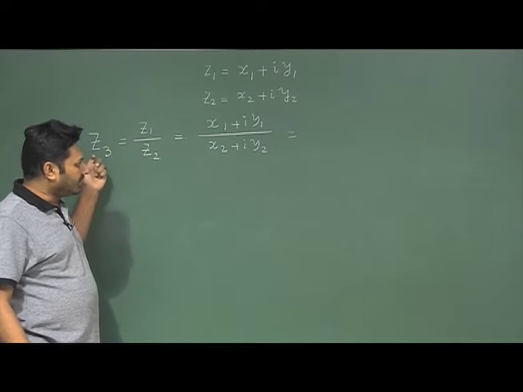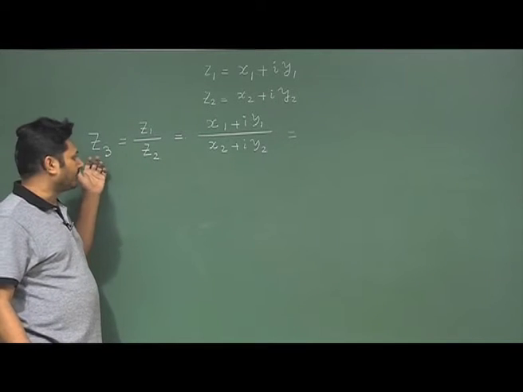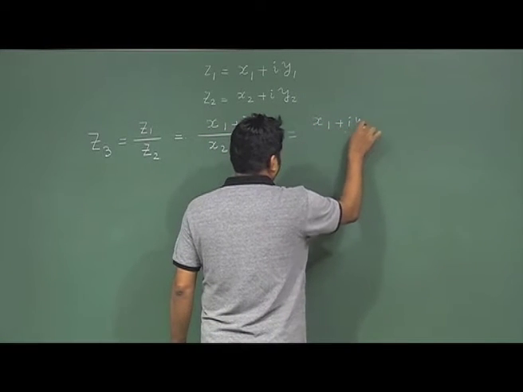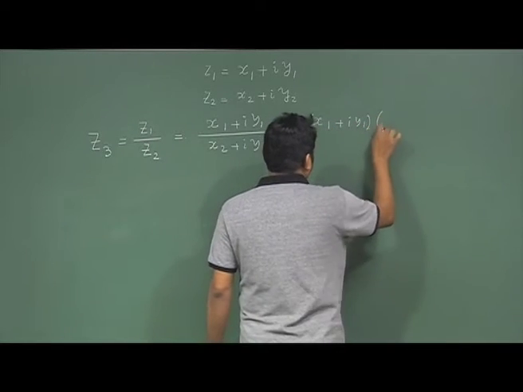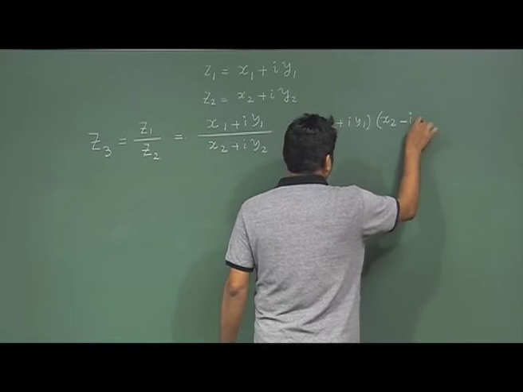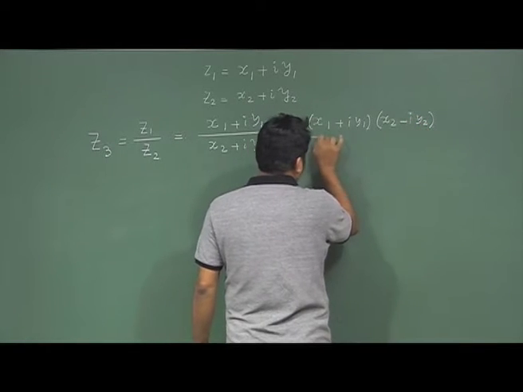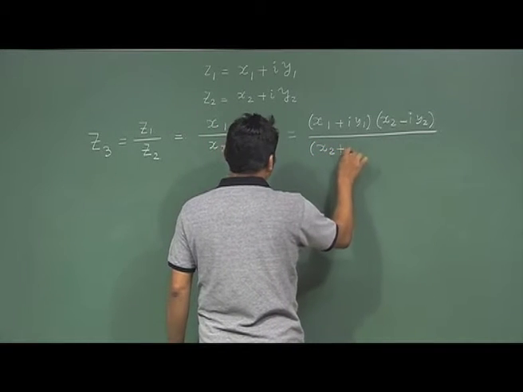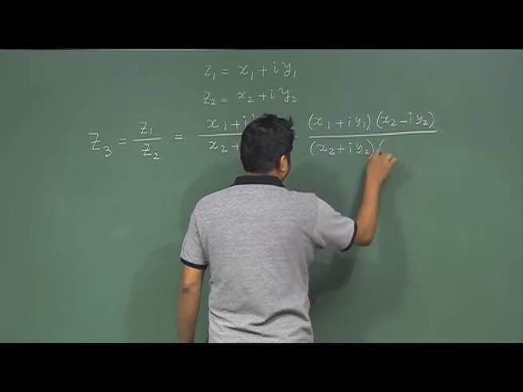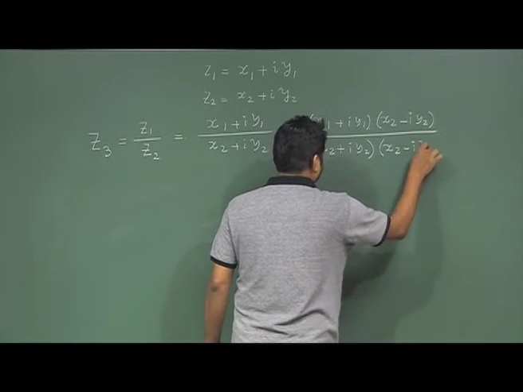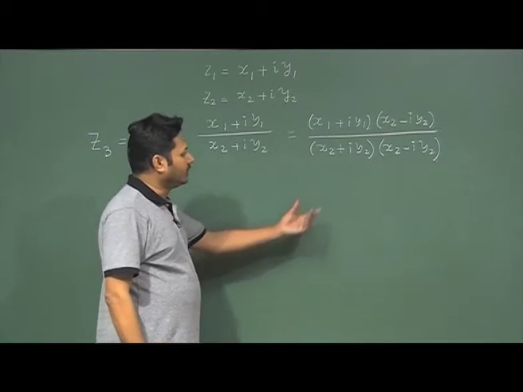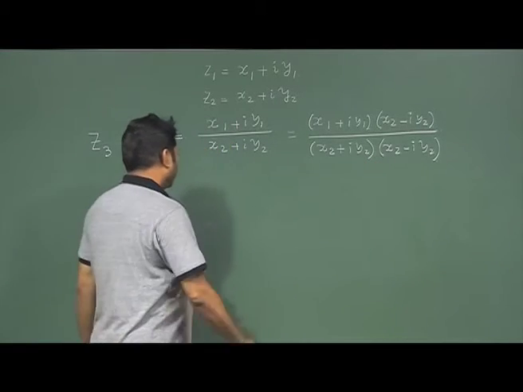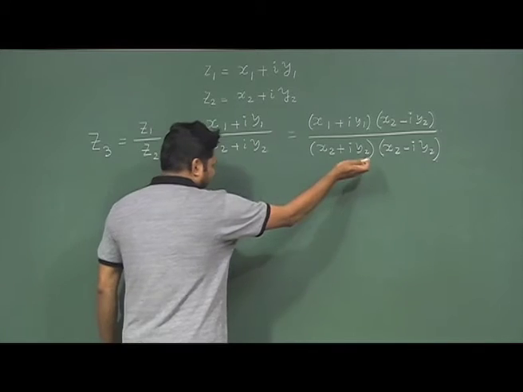Now, we need to find out what is the relationship for this. So, it is x1 plus I y1 multiplied by x2 minus I y2, divided by x2 plus I y2 and x2 minus I y2. So, now here we are doing something quite interesting, though it is quite simple. Before calculating this, let me do these things.